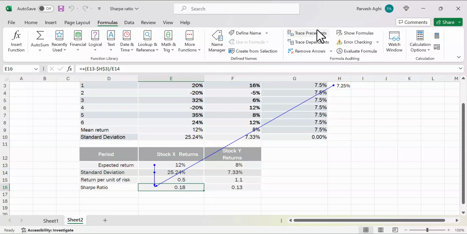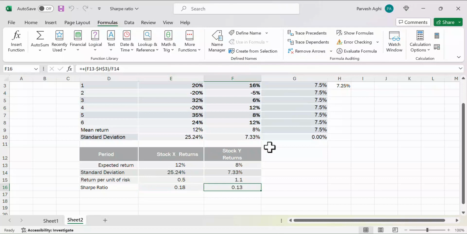This is E13 minus H3 divided by E14, yeah. So the formula is the same. But now what I am getting, of course this is a new thing, the formula is saying which is having a better Sharpe ratio, X or Y. So the Sharpe ratio says that you should be putting the money in X rather than Y.